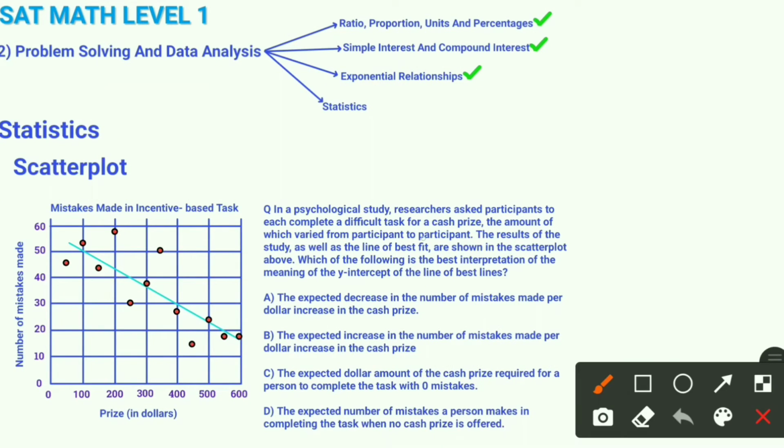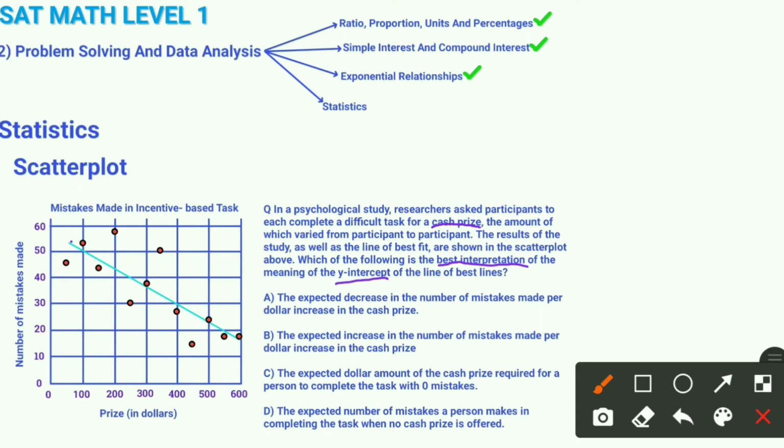Question: In a psychological study, a researcher asked participants to each complete a difficult task for a cash prize, the amount of which varied from participant to participant. The result of the study as well as the line of best fit are shown in the scatter plot above. Which of the following is the best interpretation of the meaning of the y-intercept of the line of best fit?